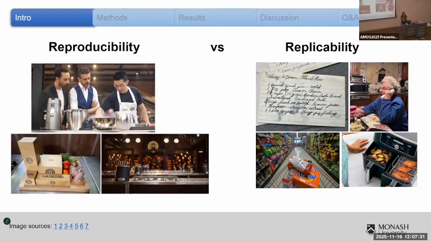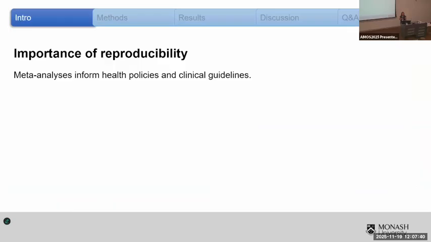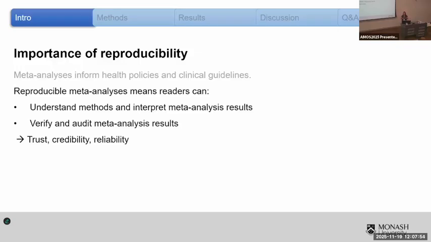It's a bit different from replicability, where you have a bit of leeway in how you obtain the data or carry out the analysis. So why is it important? We all know meta-analysis, as part of the systematic review, is a very crucial type of evidence to inform health policies and clinical guidelines. When a meta-analysis can be reproduced, the users, readers, or policy makers can interpret and understand the results, and they can also independently verify and audit them. That increases the trust in the validity of the systematic review and the meta-analysis.